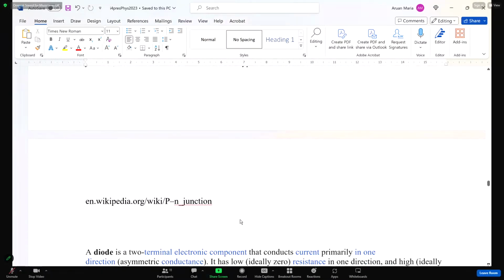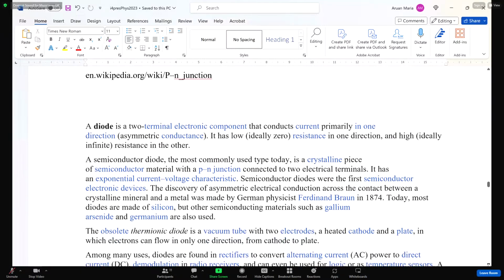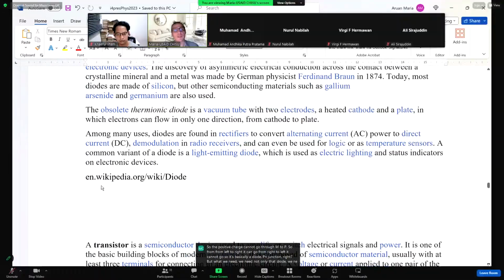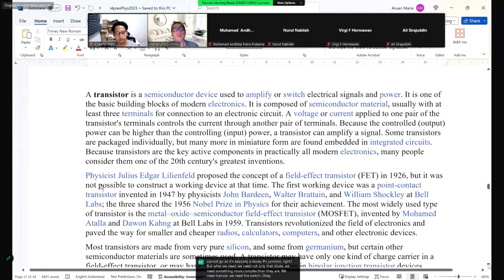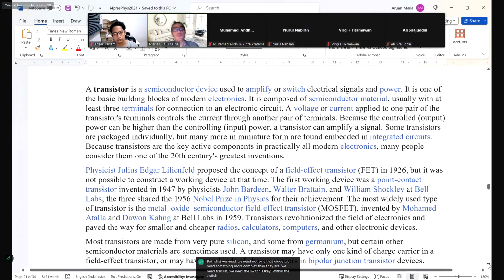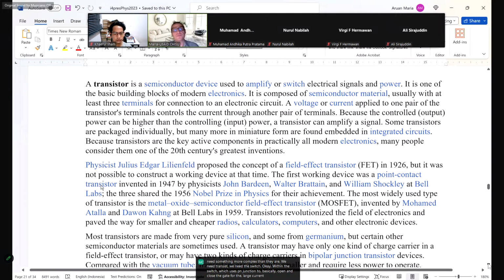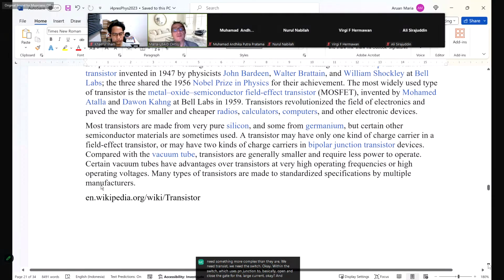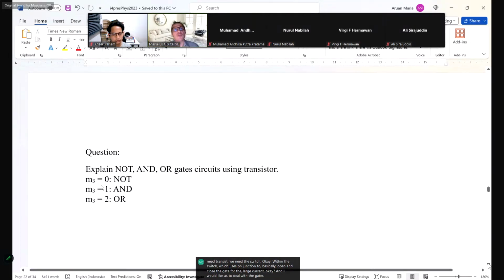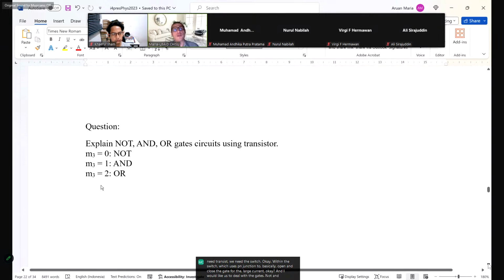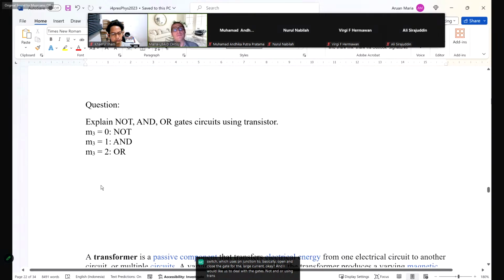But we need not only the diode, we need something more complex than a diode. We need a transistor, we need a switch, okay? We need a switch which uses a p-n junction to basically open and close the gate for the large current, okay? And I would like us to deal with the gates NOT and OR using a transistor, okay?